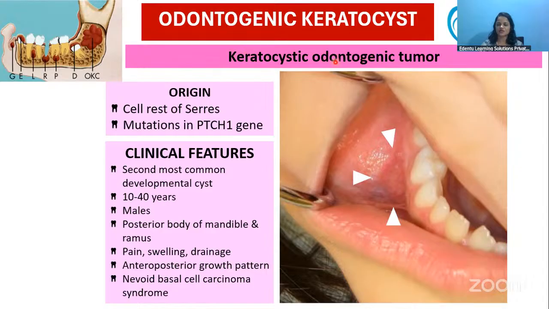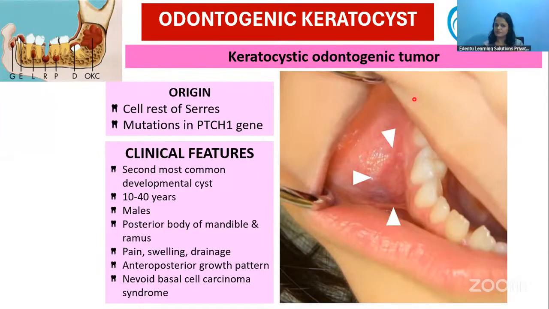Okay, so this keratocystic odontogenic tumor, that term is not used nowadays. Now it is just odontogenic keratocyst alone. So this odontogenic keratocyst usually arises from the cell rests of Serres, the dental lamina remnants.